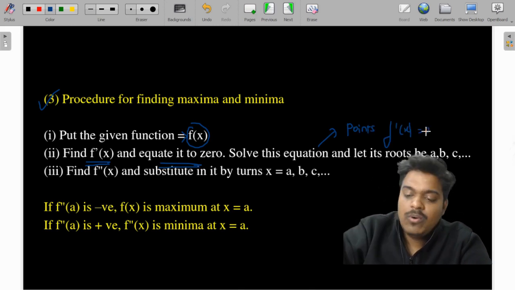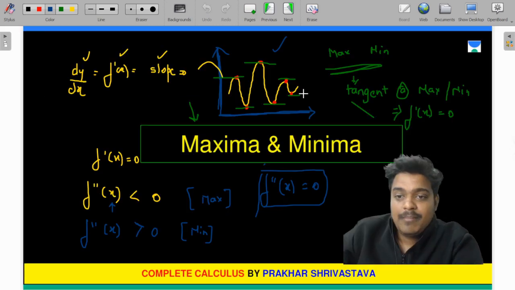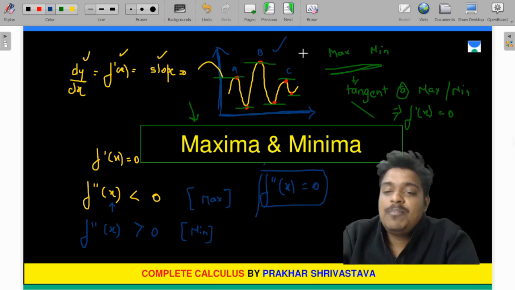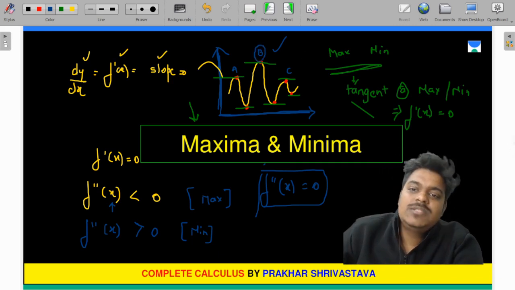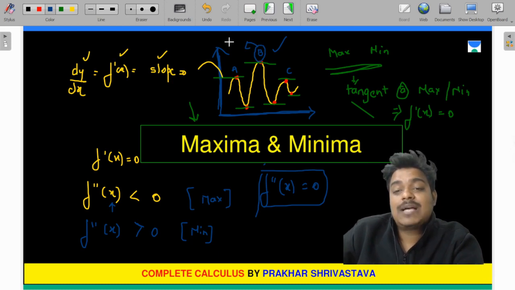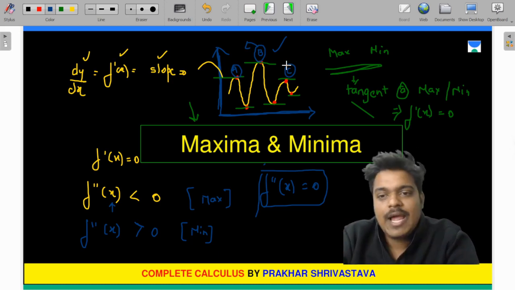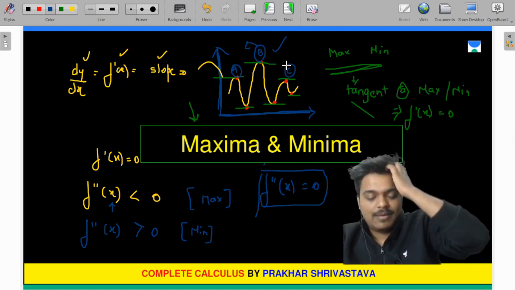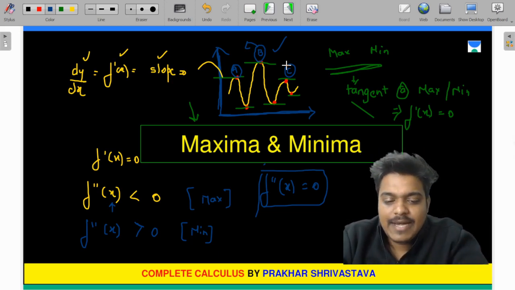Now, it can be a maxima or it can be a minima. If I tell you this is point A, this is point B, and this is point C, all three points A, B, C are maxima, but out of them B is known as the absolute maxima, whereas A and C are known as local maxima. I hope you have got the idea of the difference between the absolute maxima and the local maxima.